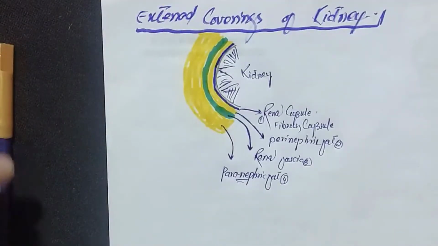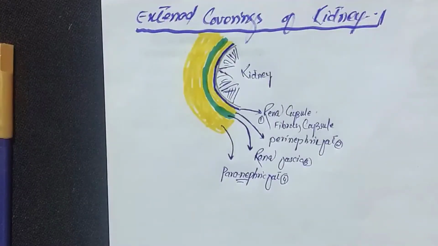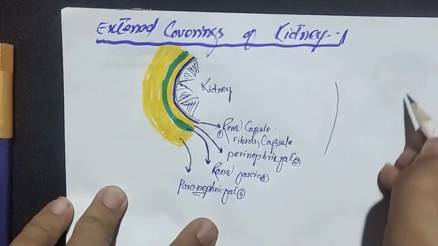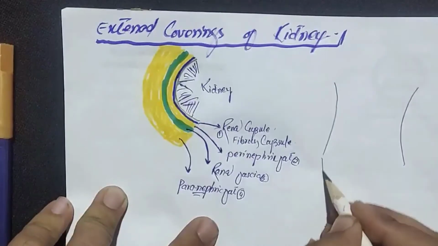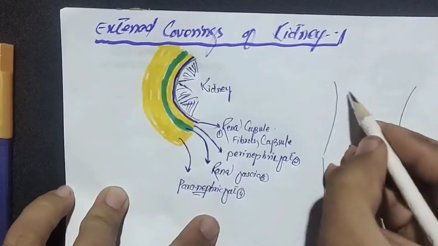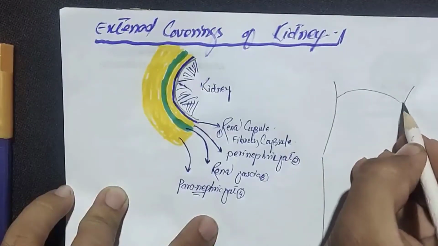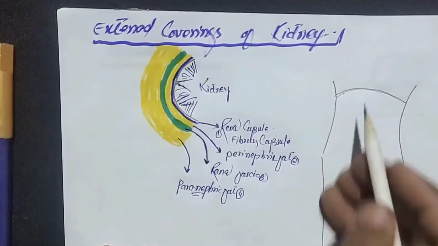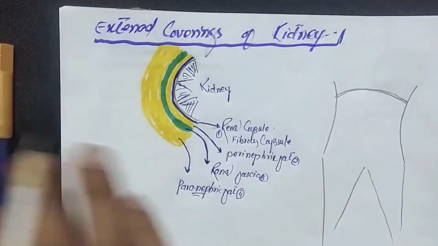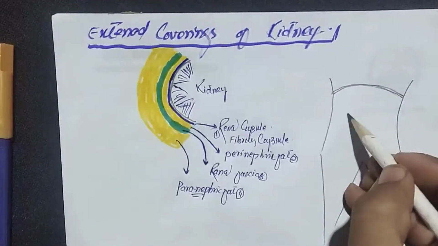Now listen to me, friends. If we have this kidney, just consider that it is located in the abdominal cavity. Now let me make another diagram here. Just consider that this is your abdomen. This is the diaphragm, and this is your abdomen. Now you know, here you have your kidneys.